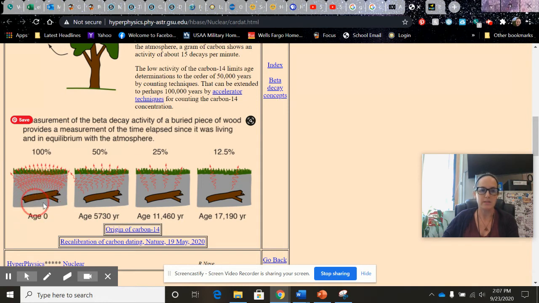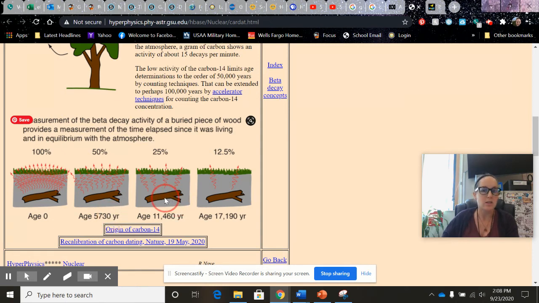So in this case, we have a stick that just broke off of a tree. That means it's not living anymore. And it's 100% carbon. Then we find a different stick, and it's only 50% carbon. So it's half carbon, half nitrogen. And that tells us that it's going to be around 5,730 years old.